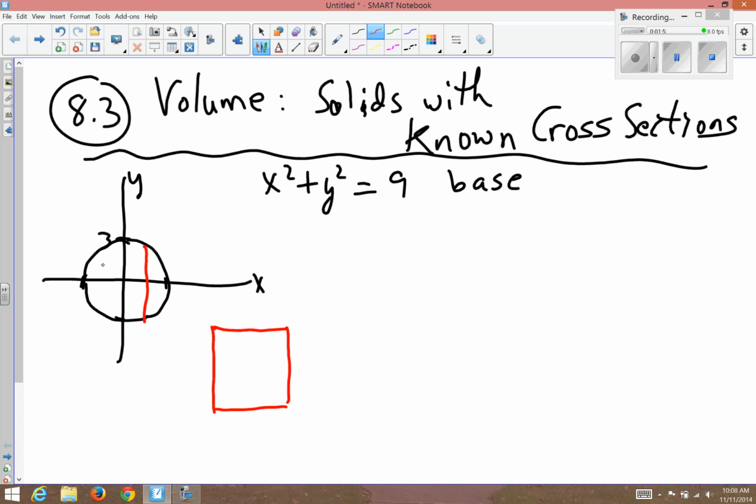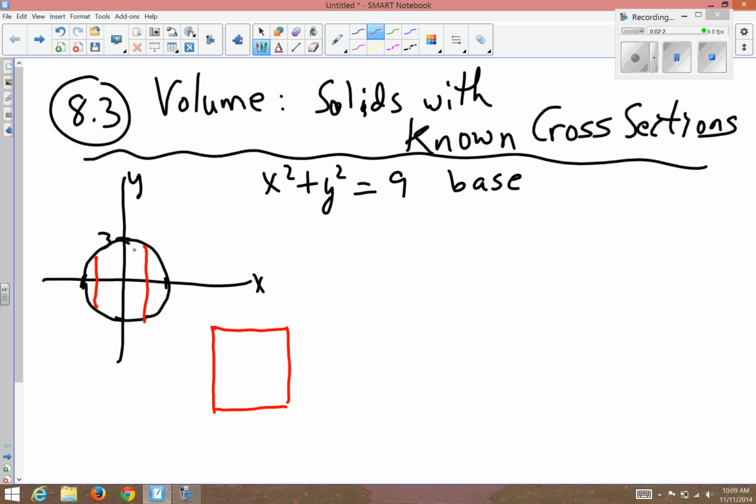In any slice, so if I sliced it over here, parallel to the y-axis, this slice would have the same shape. Not the same size, but the same shape, because all cross sections are squares. That's given. So just think about one of these for now. We're going to find the area of this shape. It's a square. Then we're going to multiply by how thick it is, and we'll have the volume of this one slice. The area of this shape times how thick it is is the volume.